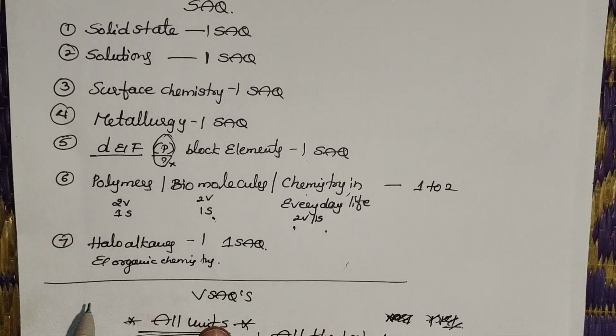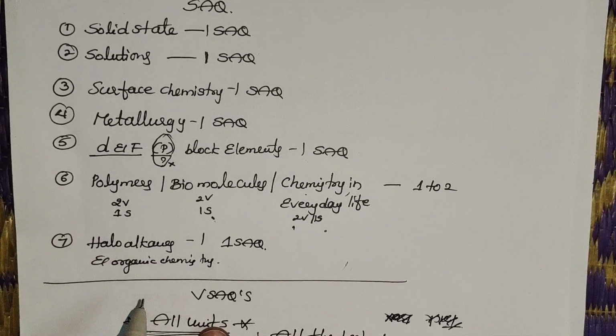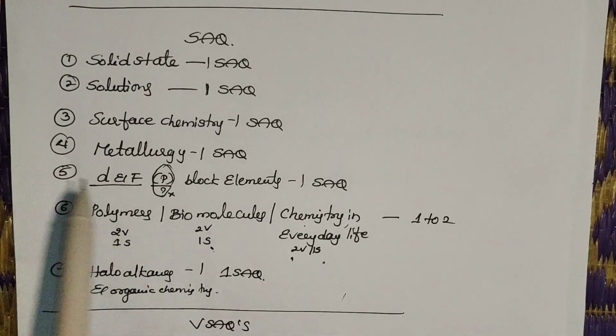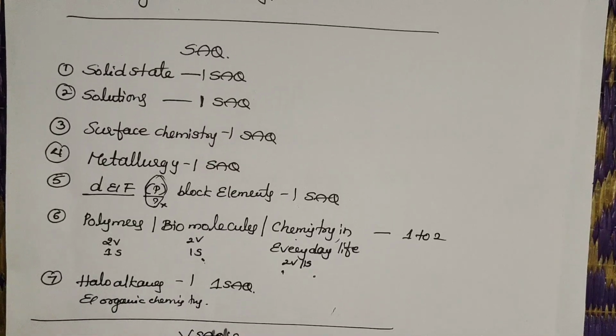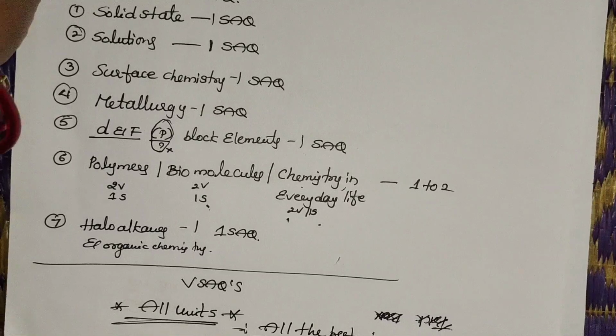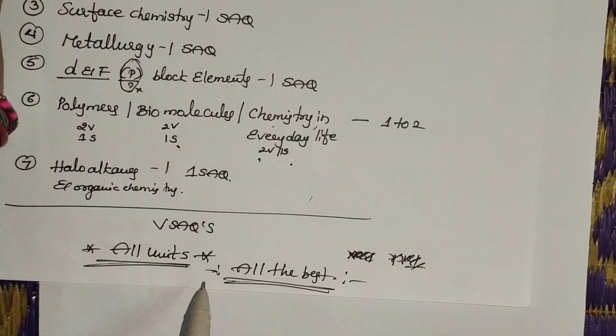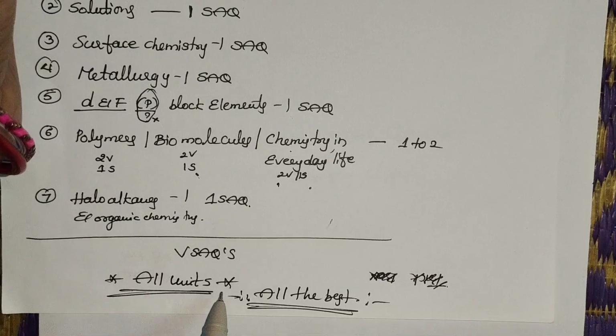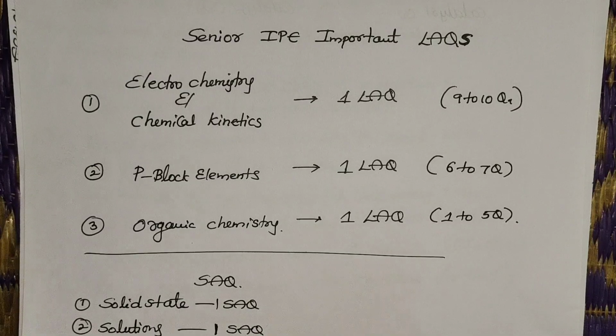After that, finally we have haloalkane compounds. Only 3 important SAQs we have in this chapter, and from the 3, 1 SAQ is guaranteed. What are those? Now I will explain. No need to worry. That was the syllabus: from which chapters we may get the SAQs. Next, VSAQs. All units they will cover. So how to learn only the very important VSAQs, but for those who want more than 50 marks, I can give 3 LAQs. So this is the pattern.